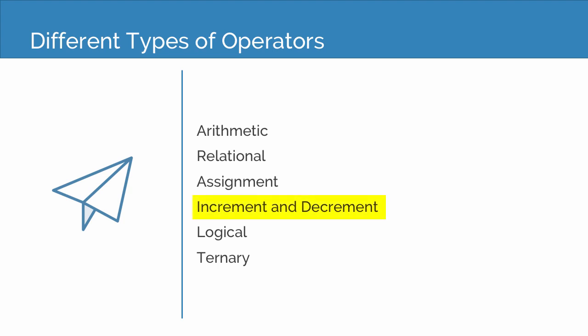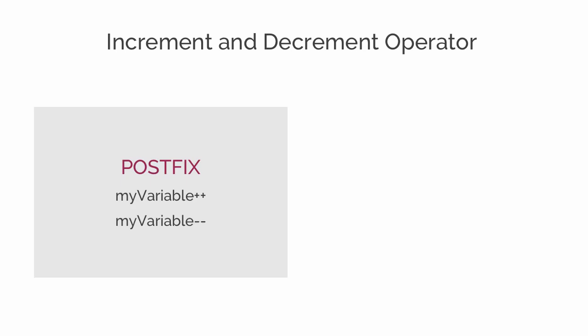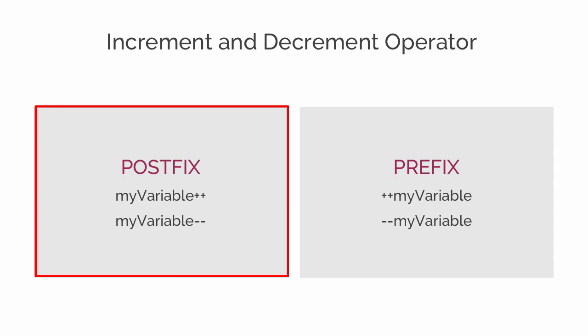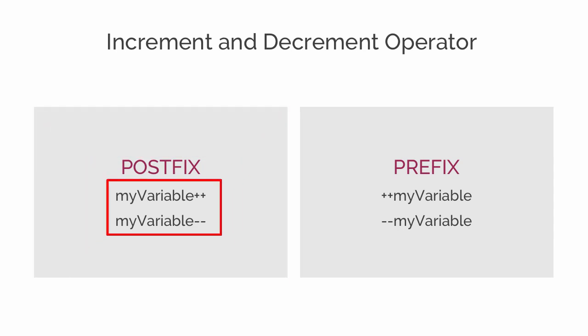Now it is time to explore the increment and decrement operators in Java. Now the increment and decrement operators are further divided into the postfix and also the prefix. The postfix, on the left hand side, contains the operator present at the end, like you can see here: two plus signs and two minus signs.